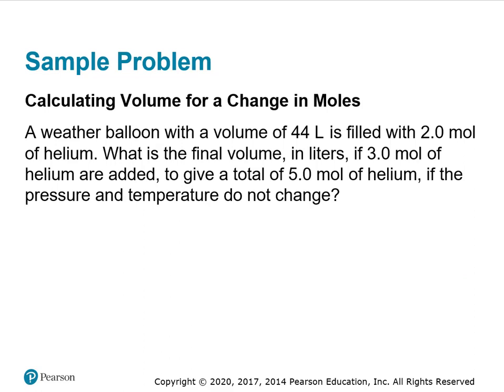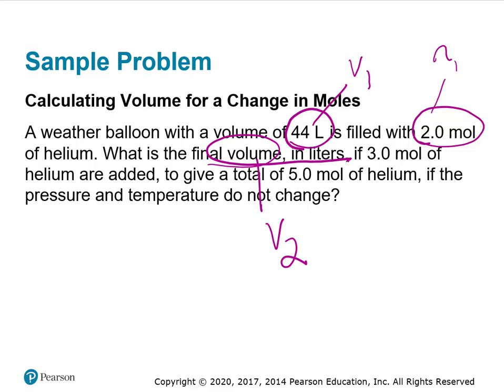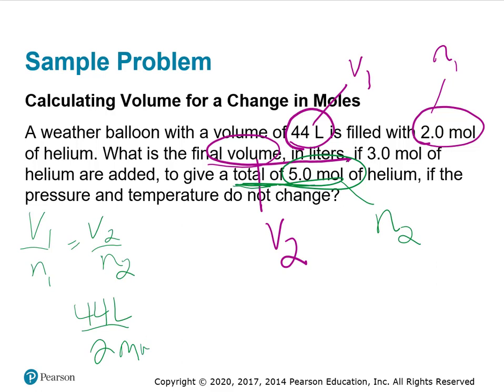A weather balloon with a volume of 44 liters, so that's our volume 1, is filled with 2 moles of helium. That's our N1. What is the final volume in liters? So it's asking for V2. If 3 moles of helium are added to give a total of 5 moles of helium, that would be our N2. We want our total if the pressure and temperature do not change. So let's set this up. V1 over N1 equals V2 over N2. And my V1 is 44 liters, and that's with 2 moles. So let's figure out what V2 would be when we have 5 moles.